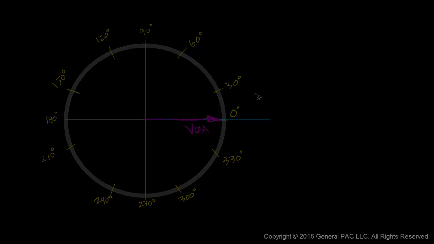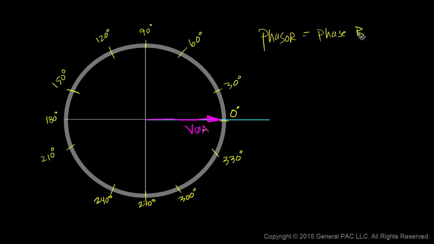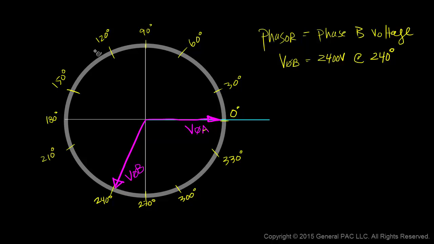Next, we'll draw another phasor and call it phase B voltage. We'll assume that phase B voltage equals 2400 volts at 240 degrees. We'll illustrate phase B voltage by drawing a line from the origin towards the 240-degree mark. The magnitude of phase B voltage is 2400 volts, which is represented by the length of the phasor. The angle of the phasor is represented by the angle between the reference line and phase B voltage.